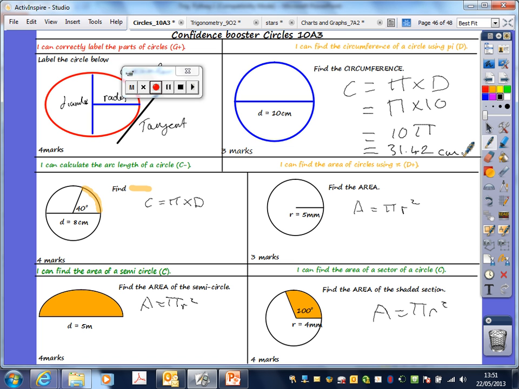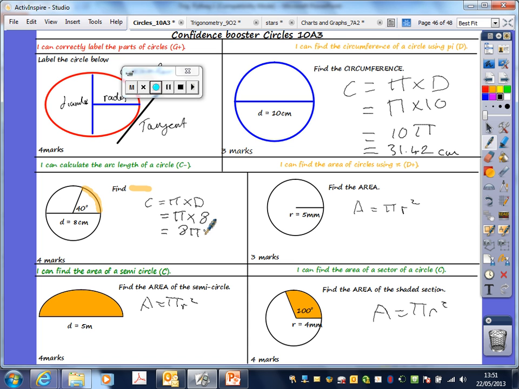Right, this one. I can calculate the arc length of the circle. So we just want this bit of the arc. We're not interested in the whole circumference, we're just interested in this bit. So we use the formula still: circumference equals pi times d. What's the diameter in this case? 8. So pi times 8, that's 8 pi. That gives us the circumference of the whole circle.